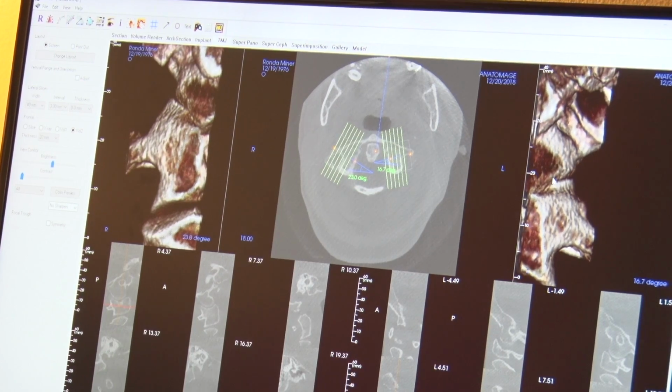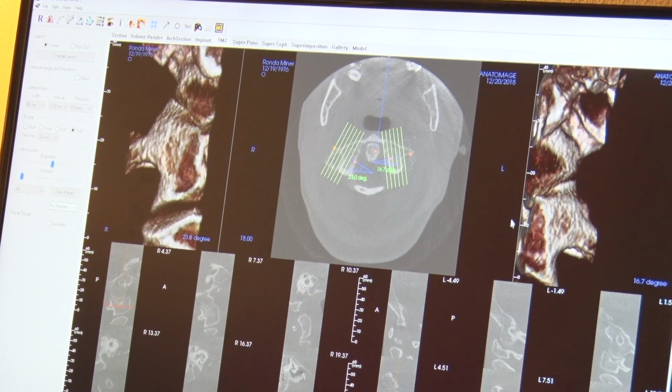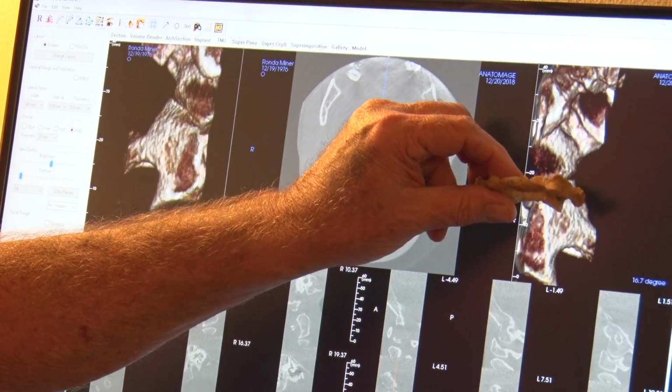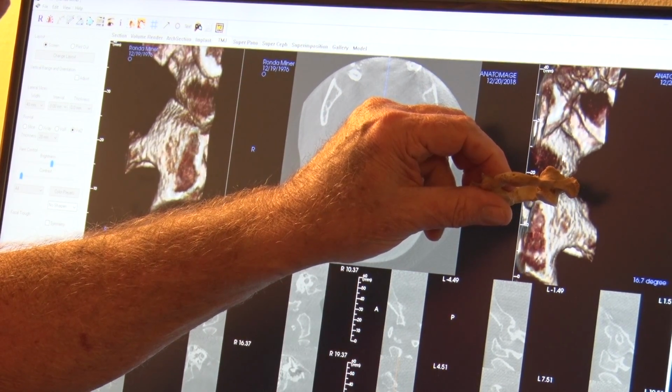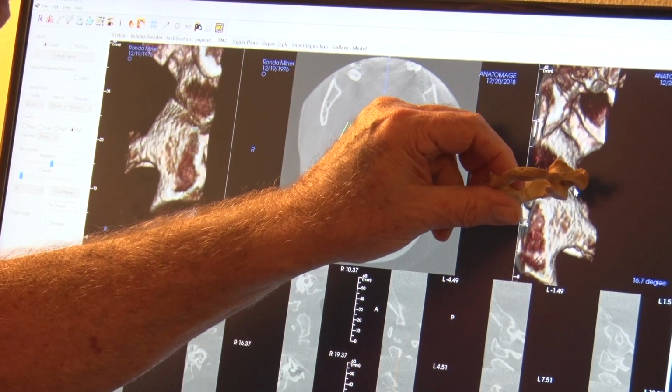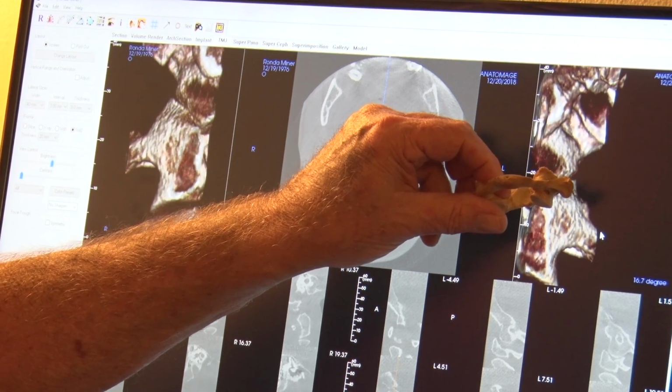Now this is pretty obvious, even to the untrained eye. Here's the atlas, the first cervical vertebrae. There it is there. It's supposed to be under the cup, right there. This is the edge of the skull. So this vertebrae, instead of being here, has gone like that.